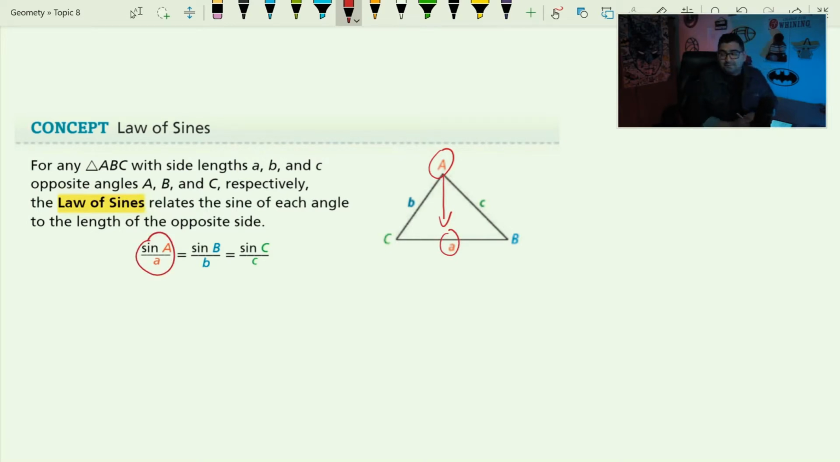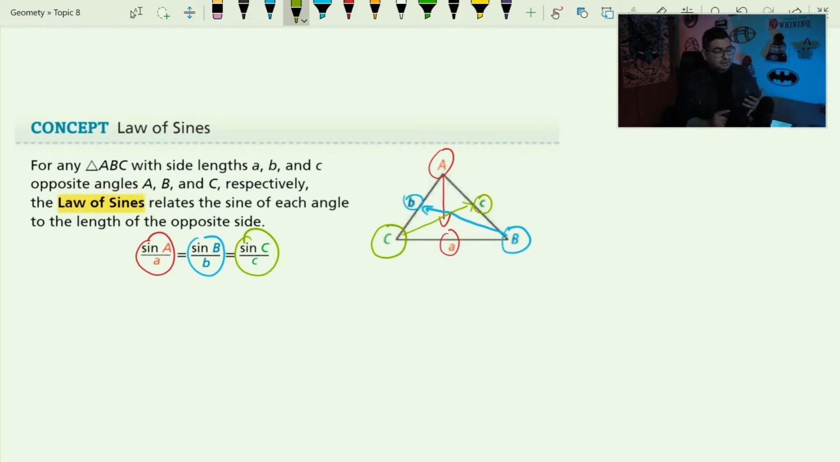I can repeat the same thing for every other side of this triangle, and those three things will equal each other. So the sine of capital A divided by lowercase a will equal the sine of capital B divided by the side that's opposite to it, which is lowercase b. And same goes for capital C. I can take the sine of the angle at capital C and divide it by the side that's opposite to it, which is lowercase c. We use this to help us find either the missing side or the missing angle of a triangle.